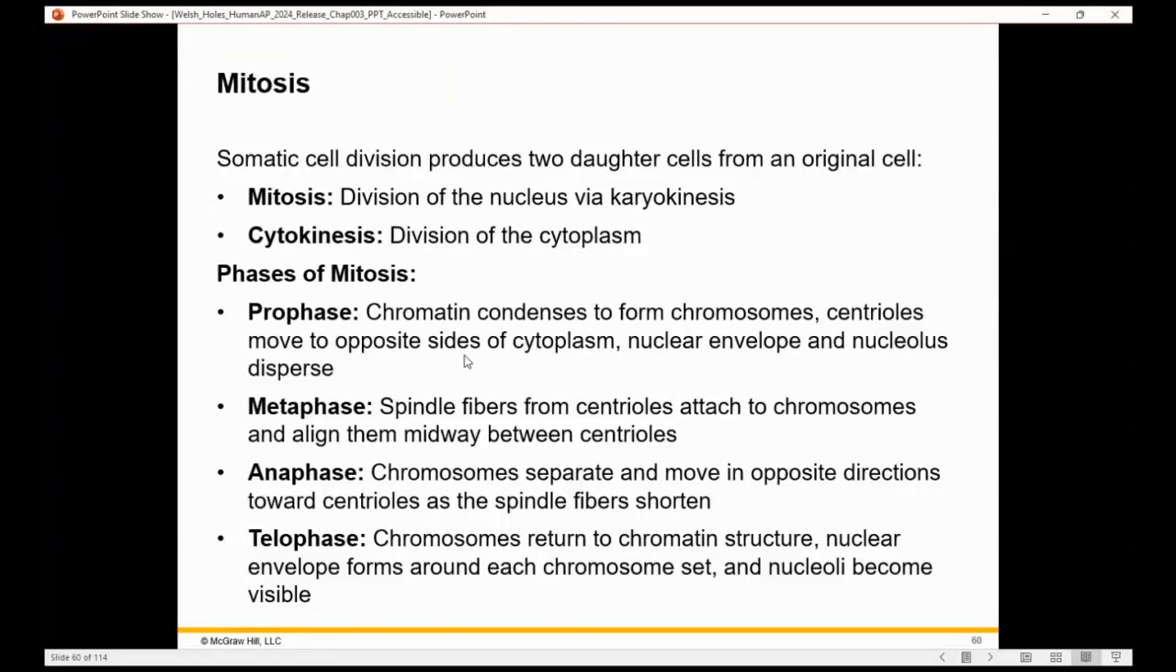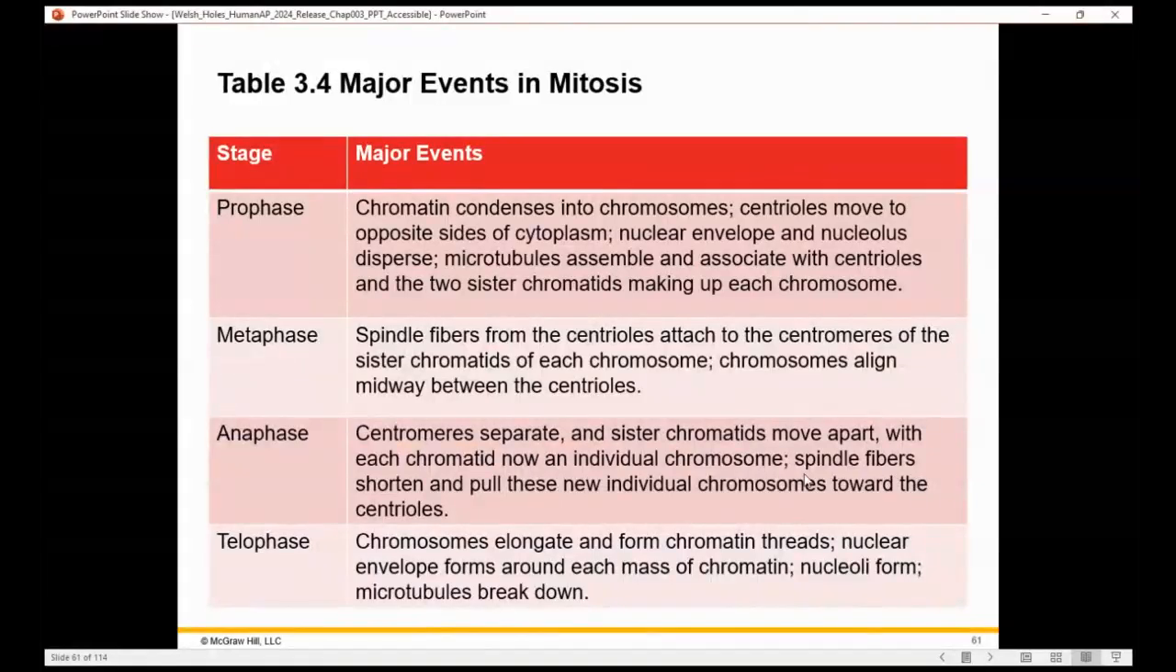So prophase, the chromatin condenses to form chromosomes. Centrioles move to the opposite sides of the cytoplasm. The nuclear envelope and nucleolus disperse. Metaphase, the spindle fibers from the centrioles attach to the chromosomes and align them midway between the centrioles. In anaphase, chromosomes separate and they move in opposite directions towards the centrioles as the spindle fibers shorten. And telophase, chromosomes return to chromatin structure, the nuclear envelope forms around each chromosome set, and nucleoli become visible again. Okay, and this is a good table to get to know.